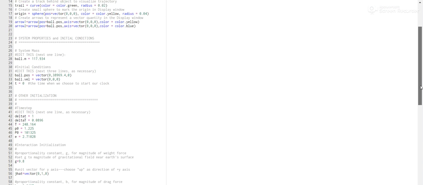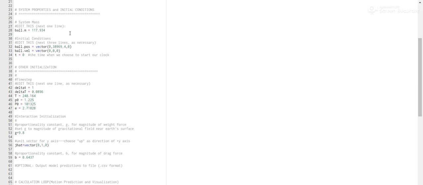In the code, I put in the initial conditions for mass, position, delta T for temperature, the initial temperature, the air density at sea level, the air pressure at sea level, g, and the coefficient for drag.